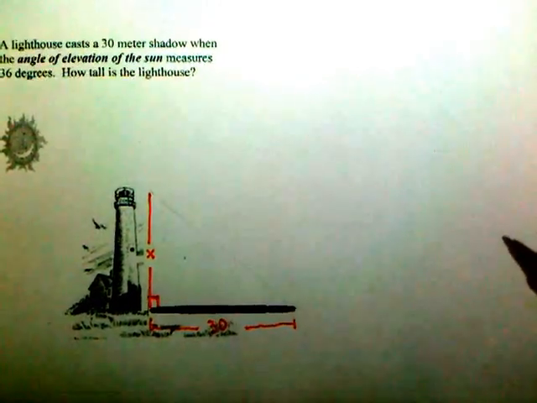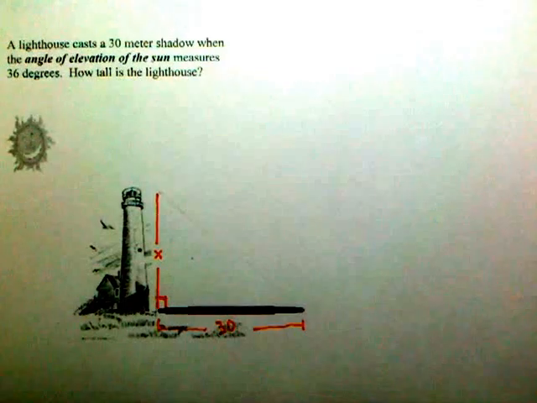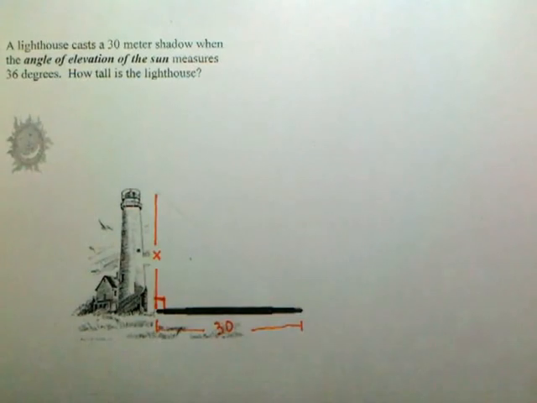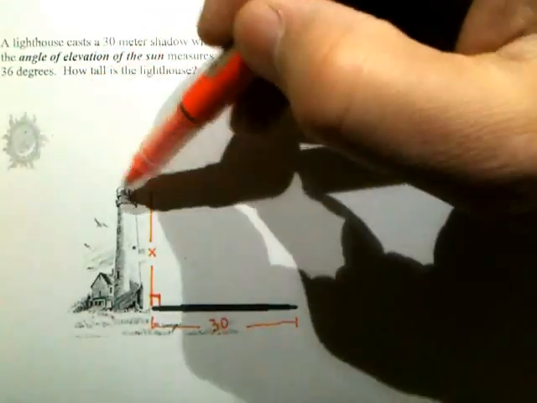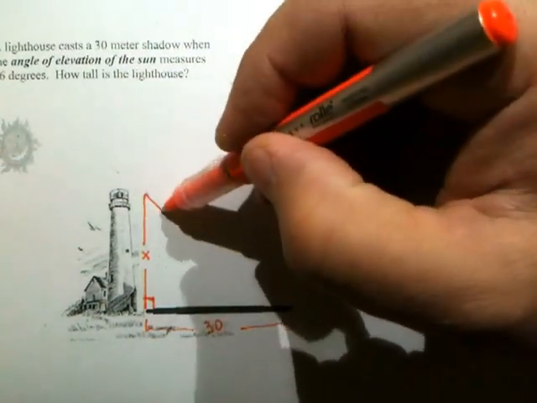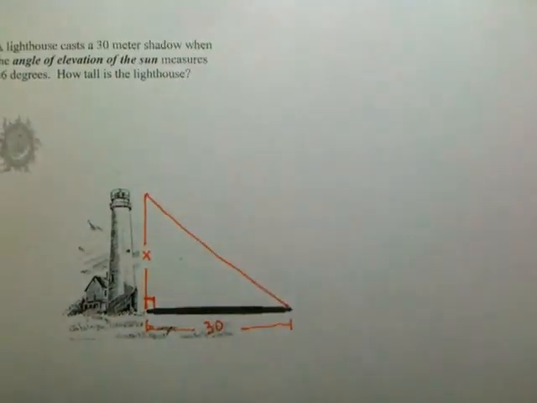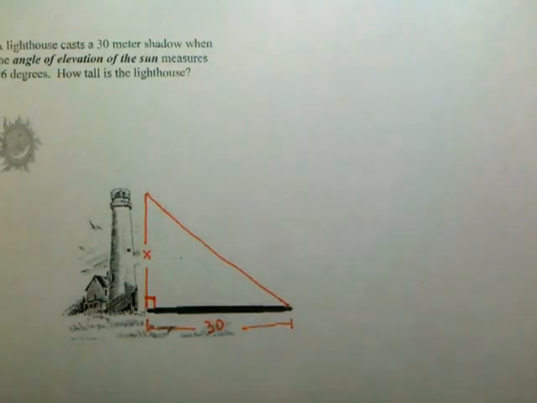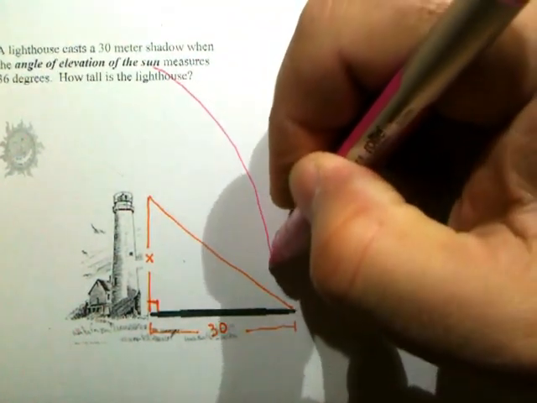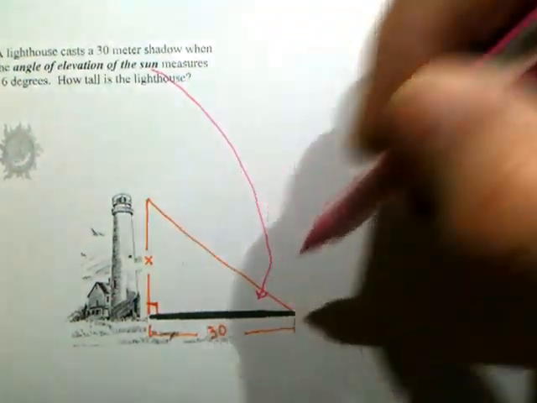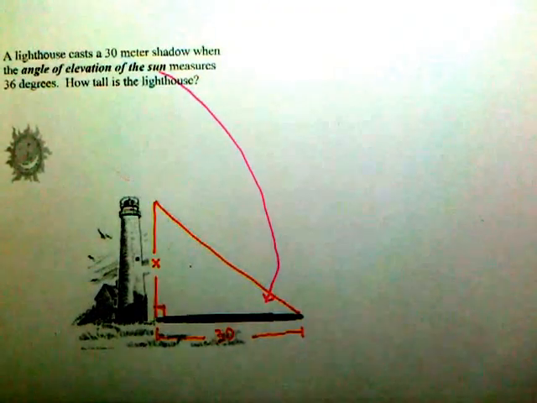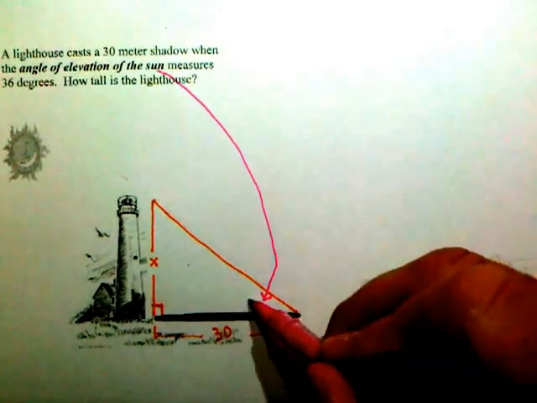This will help you to determine which trigonometric ratio you're going to use, as well as how to set up the ratio. All right, so the sun's up here and it's shining down. When you deal with a question that talks about the angle of elevation of the sun, the angle of elevation of the sun is going to be down in that angle there. So the angle of elevation of the sun is 36 degrees.